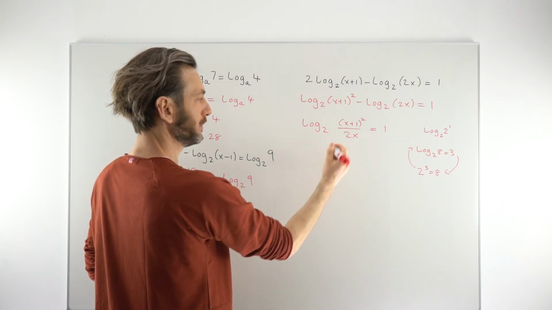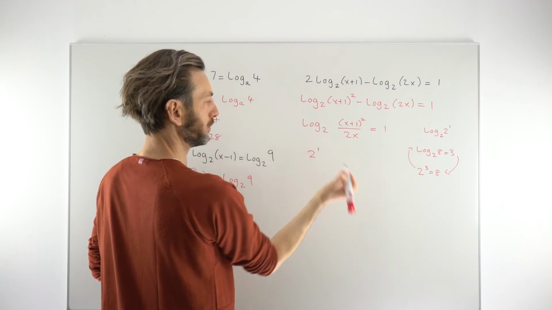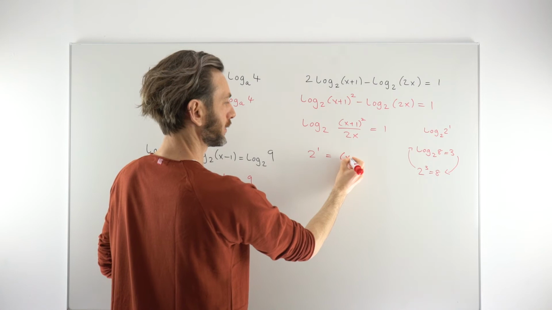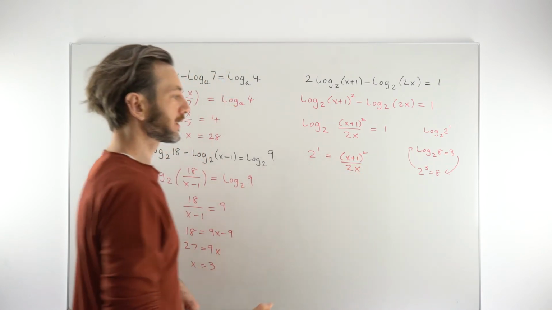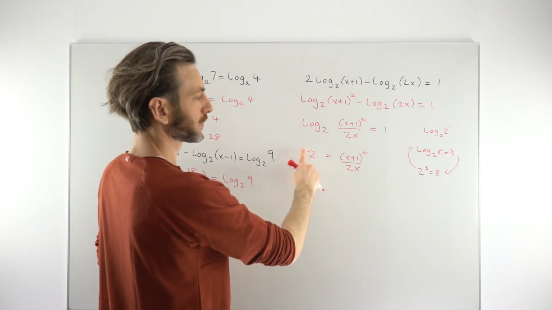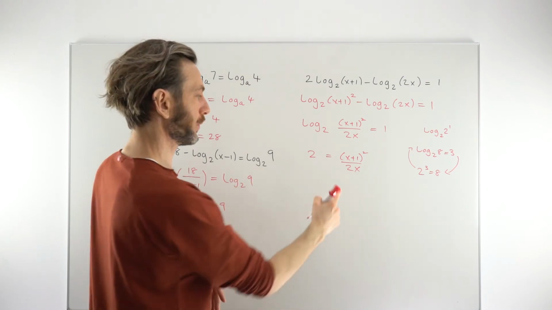We do that by keeping 2 as the base number and taking this as the power, so it'll be 2 to the power of 1, which is just 2, equals this thing here, x plus 1 squared over 2x. I'm just going to take the 1 off because 2 to the 1 is just 2. So we need to solve this equation. It's quite challenging, but not untypical of this type of question.